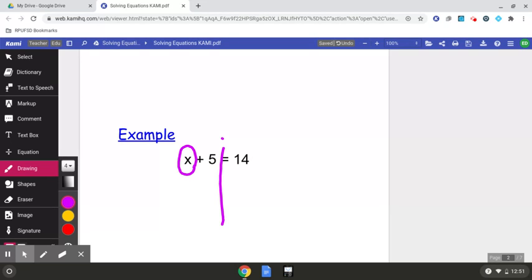So the opposite of positive 5 is negative 5. Okay, and what you do to one side of that line, you have to do to the other side as well. It's like keeping it balanced. So now when we solve this, the 5s cancel out because they're inverses. My x drops down, my equal sign comes down, and 14 minus 5 is 9.